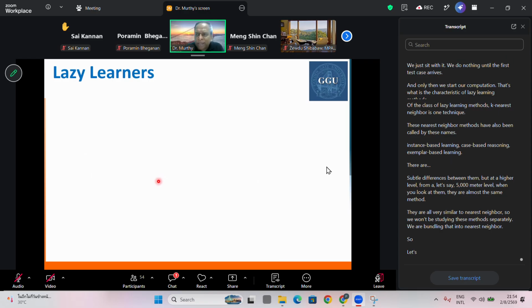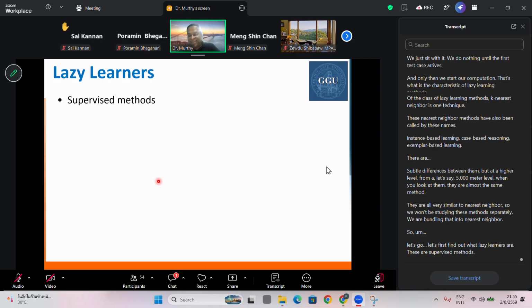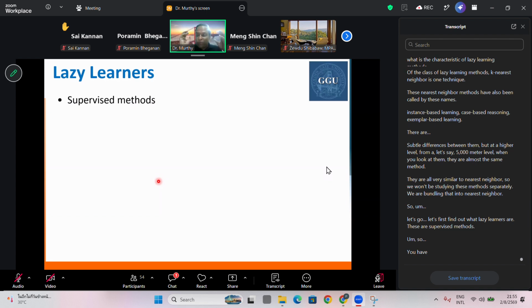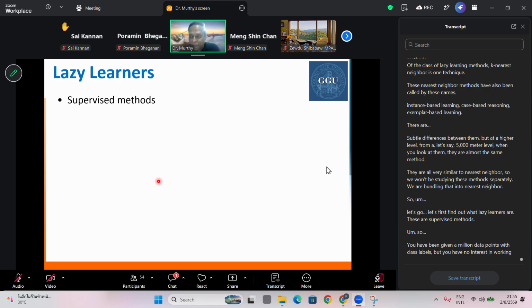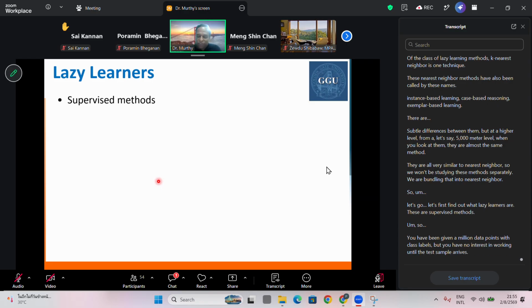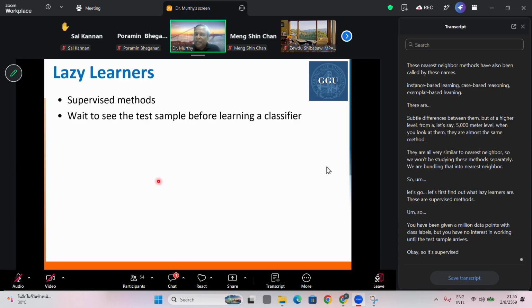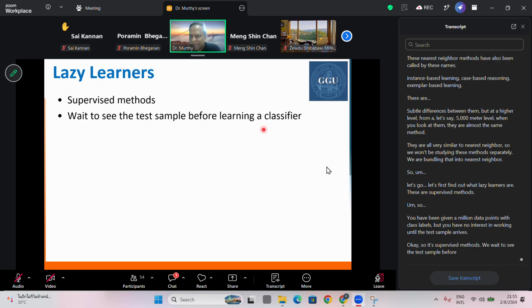So let's first find out what lazy learners are. These are supervised methods. So you have been given 1 million data points with class labels, but you have no interest in working until the test sample arrives. Okay, so it's supervised methods. And we wait to see the test sample before doing anything, before building a model.